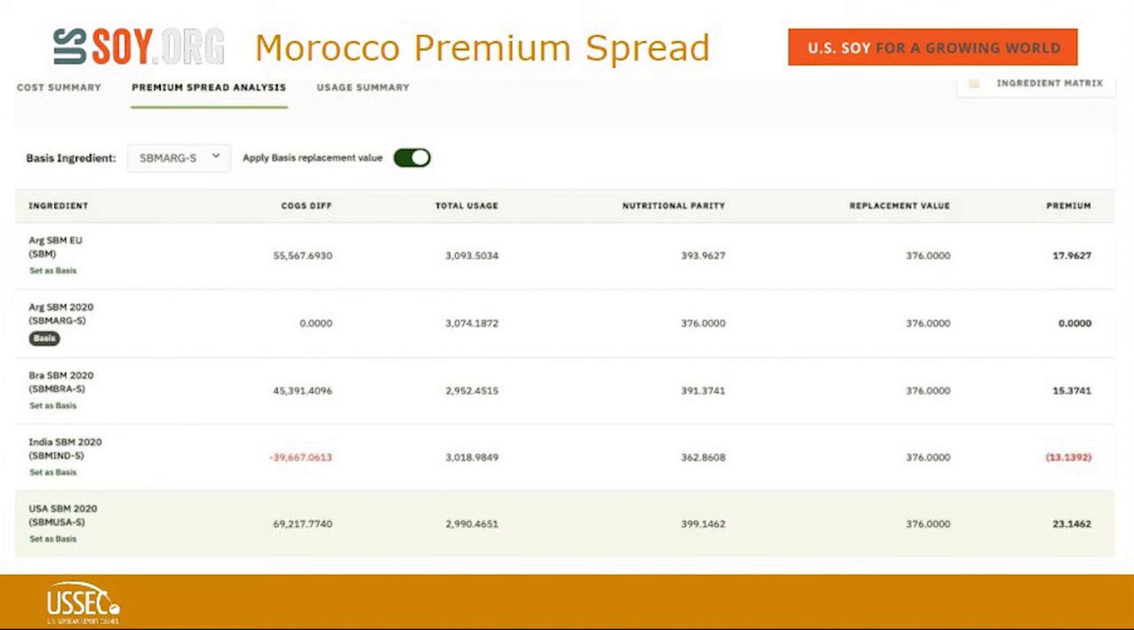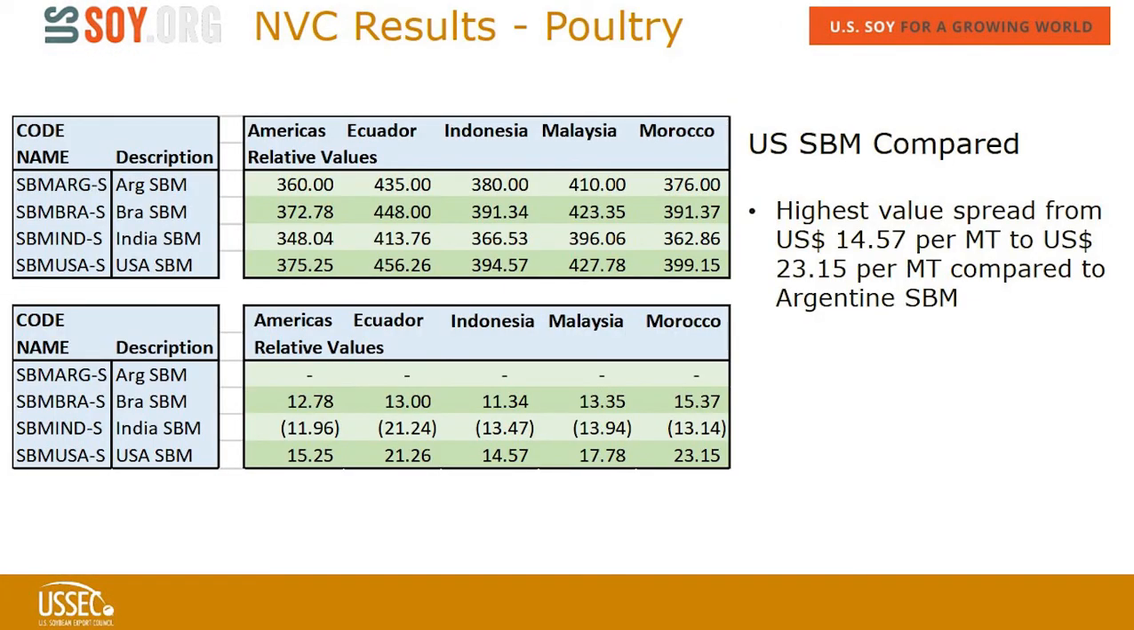So I've summarized the results here to make it clearer, and we can see the Americas, Ecuador, Indonesia, Malaysia, and Morocco side by side. And if we look at that relative value line at the bottom, and we'll compare for brevity the Argentine to the US, with Argentine and America at $360 per ton, we have an equivalent value economically of $375.25 per ton. Ecuador is a much higher price market, $435 base for Argentine. We can go as high as $456.26 per ton for US soybean meal and still save money in our feeds, taking into account the full nutrient contributions of the energy, protein, amino acids, and even the minerals.